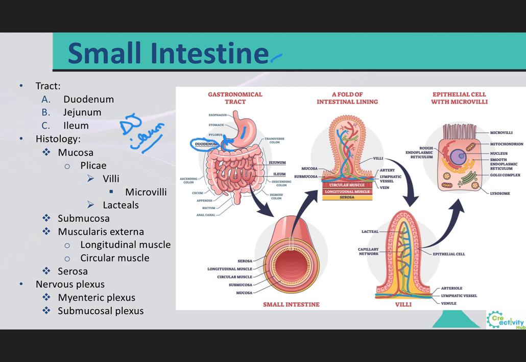The jejunum is the next portion of the small intestine, and it's going to be connecting the duodenum to the ileum. And the ileum is going to be the final and the longest portion of the small intestine.